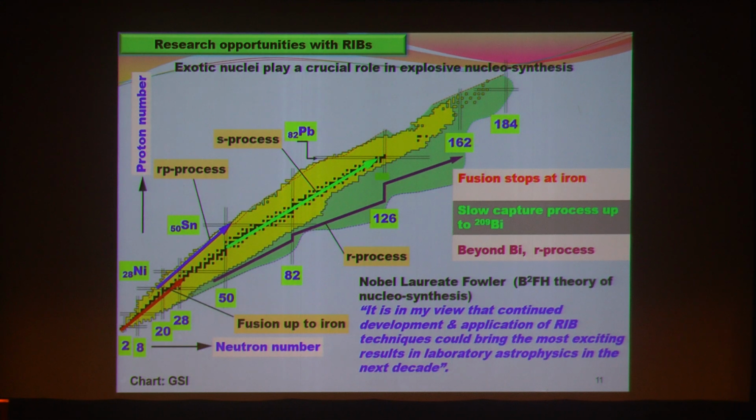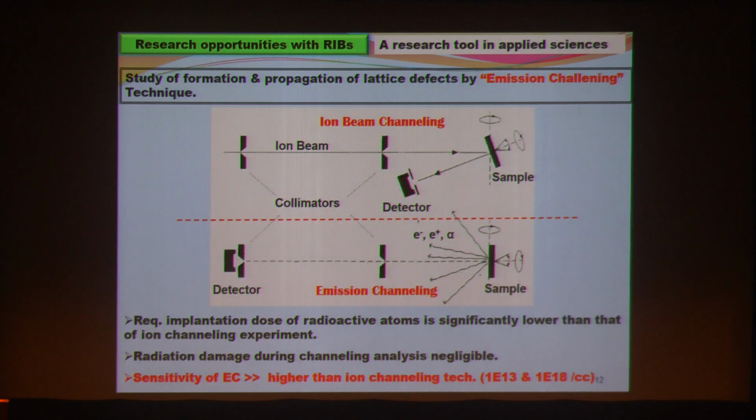Now the examples I have been giving so far are all related to nuclear physics. It doesn't mean that the RIB is needed only for nuclear physics. It is important for other realms of physics also. Just to give you one example, there is a very important study in material science, formation and propagation of lattice defects. It is very much connected to our nuclear program.